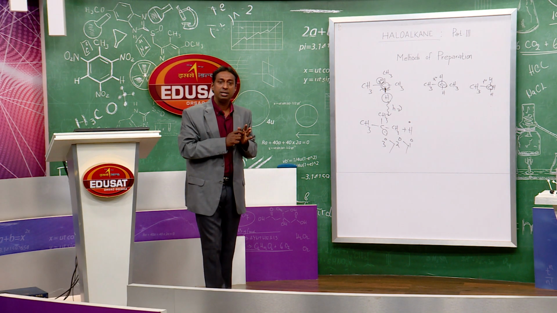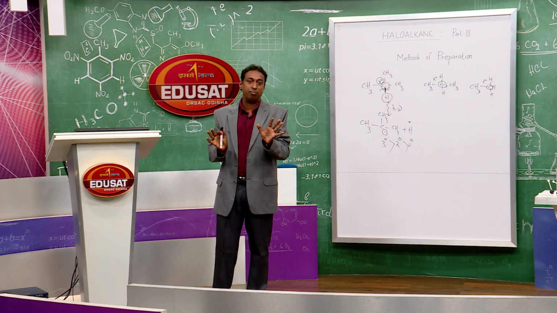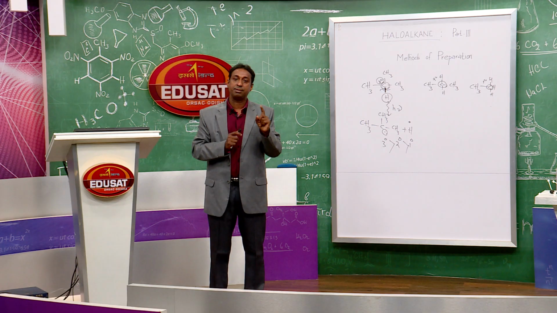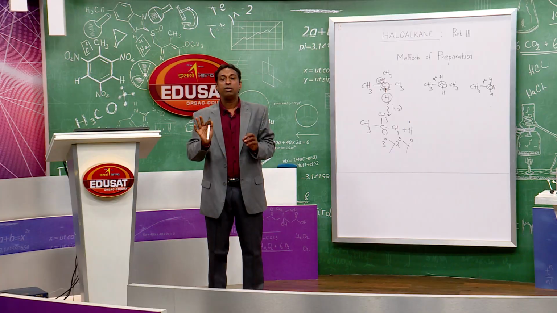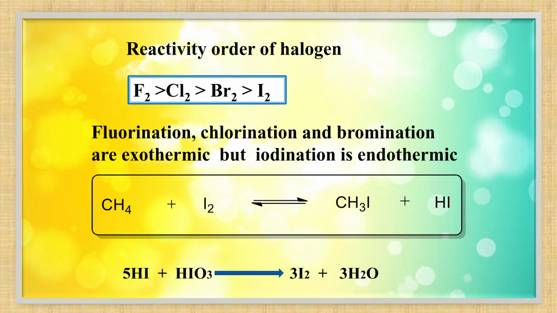Before that, remember, halogens are very reactive, but among halogens fluorine is most reactive, then chlorine, then bromine, then iodine. Iodine reacts very slowly, hence the reaction is reversible. You can see on the screen, it is written methane plus I2 gives rise to CH3I plus HI, but the reaction is reversible. To check the reversibility, you have to add an oxidizing agent like HIO3 or HNO3 or HIO4, then the reaction will be irreversible, and only then you can get the product methyl iodide.